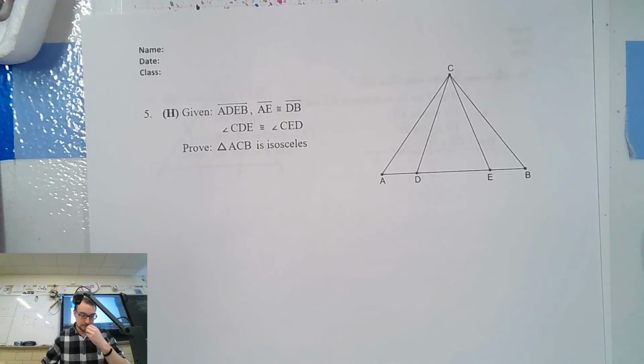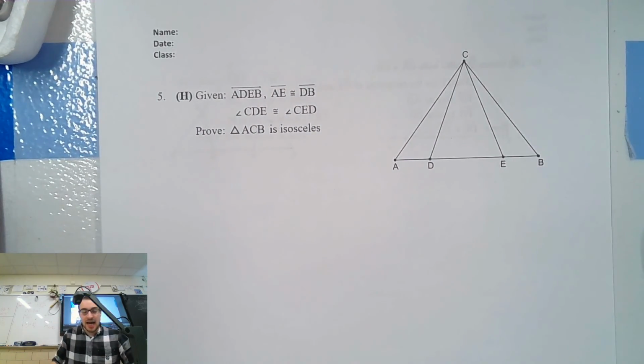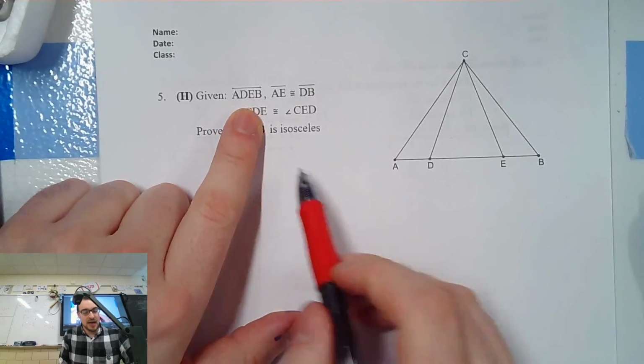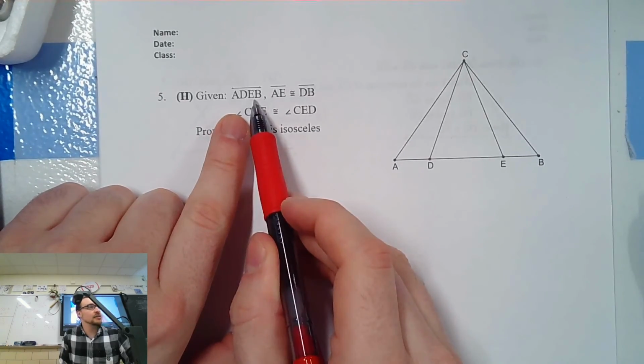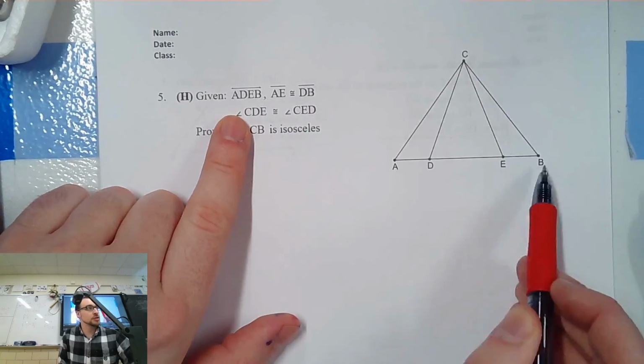Alright. 5 is for homework. Let's do the filling out the diagram together. ADEB. That means ADEB is a line. Okay, so that is in fact a line in the bottom there. You can assume that's a line.